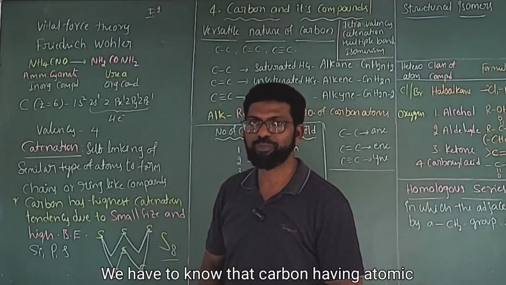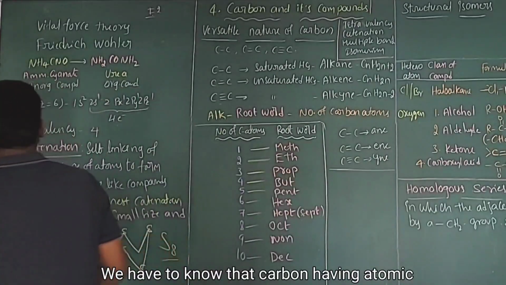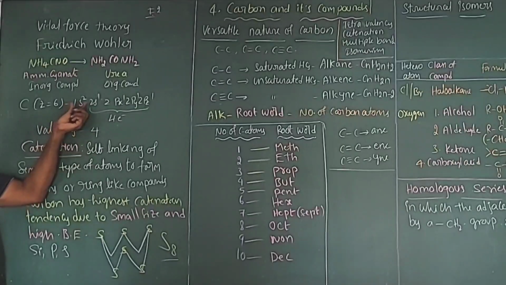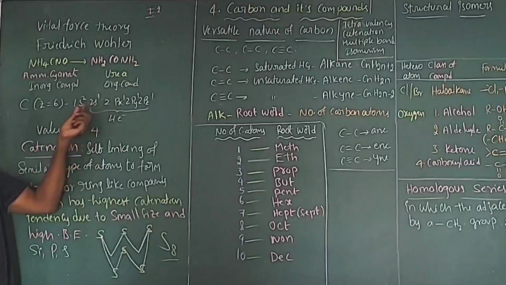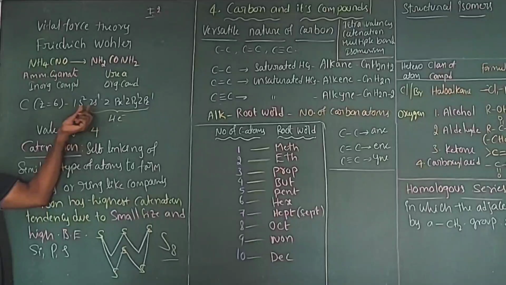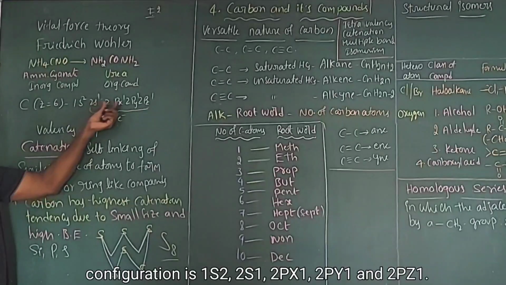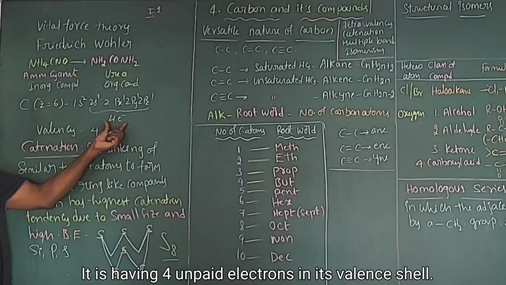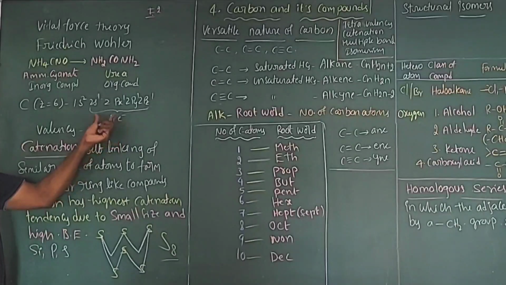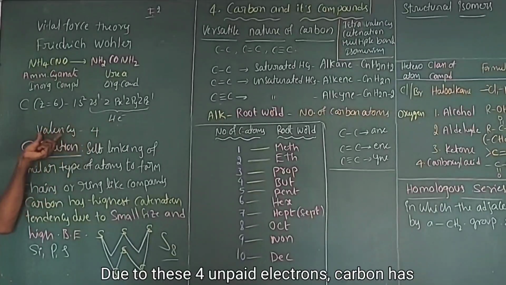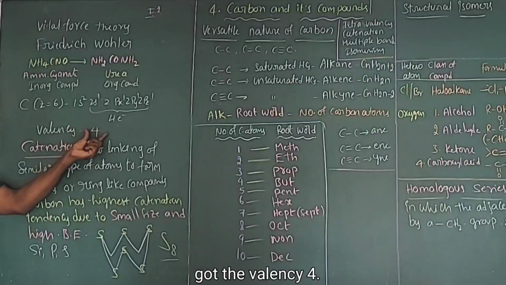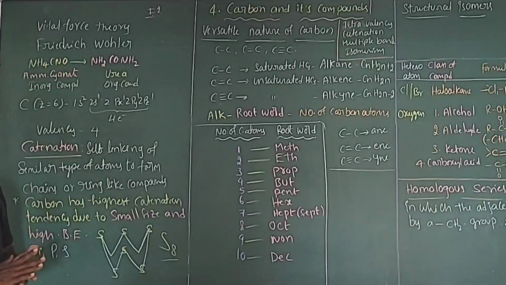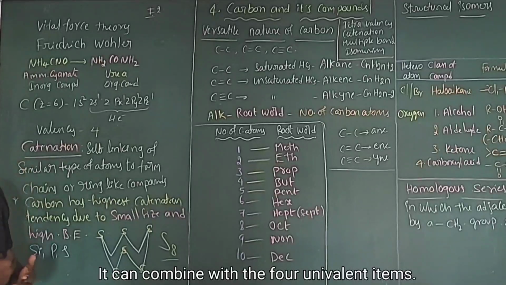Okay, let's dive into our main topic. Here we know that carbon has atomic number 6 and its electronic configuration is 1s2, 2s2, 2p2. But in the excited state, its electronic configuration is 1s2, 2s1, 2px1, 2py1 and 2pz1. It has 4 unpaired electrons in its valence shell. Due to these 4 unpaired electrons, carbon has valency 4. That means carbon can form 4 bonds at a time. It can combine with 4 univalent atoms.